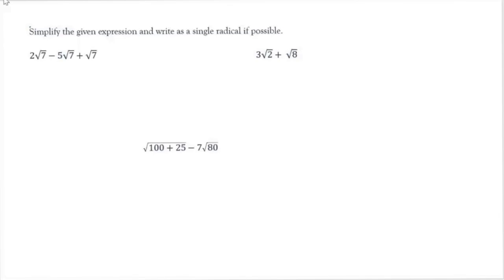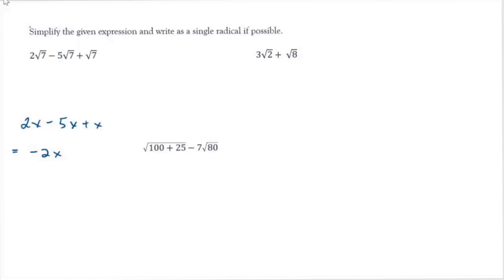For example, if instead of 2 root 7 minus 5 root 7 plus root 7, we had 2x minus 5x plus x, we'd know exactly what to do. We have three terms. They're like terms because they're the same letters raised to the same exponents. So we simply do the addition and subtraction of the coefficients. So we have 2 minus 5 plus 1. And our answer is negative 2x.